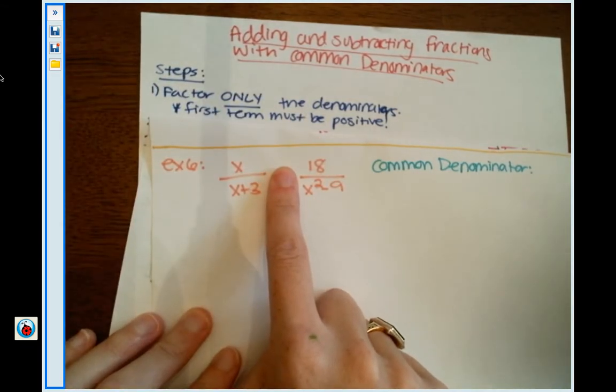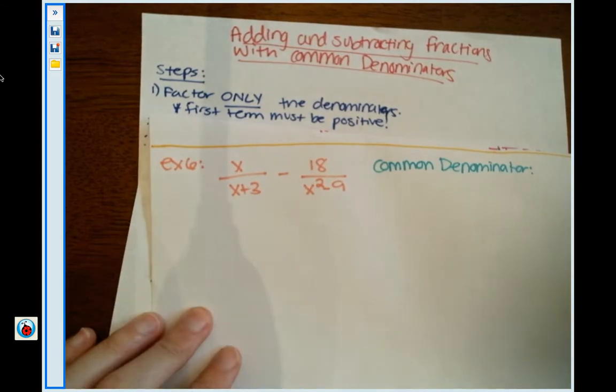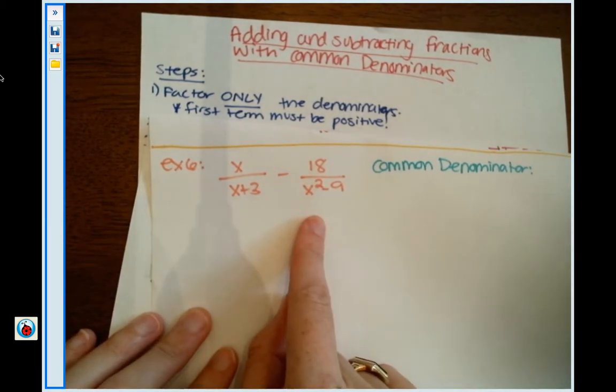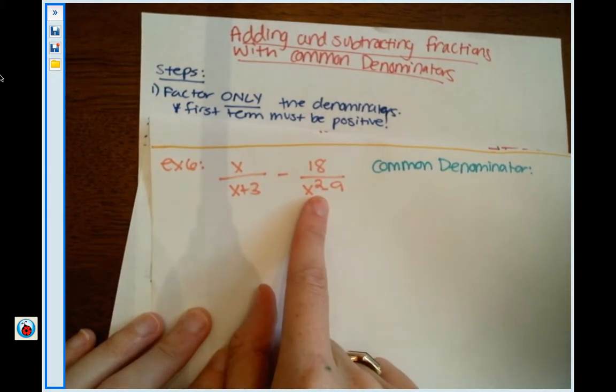So now I have to factor all the denominators where it's possible to factor. This first one's degree 1, so it's good to go. I don't have to factor it. But this one is a quadratic. I got something to the second power.